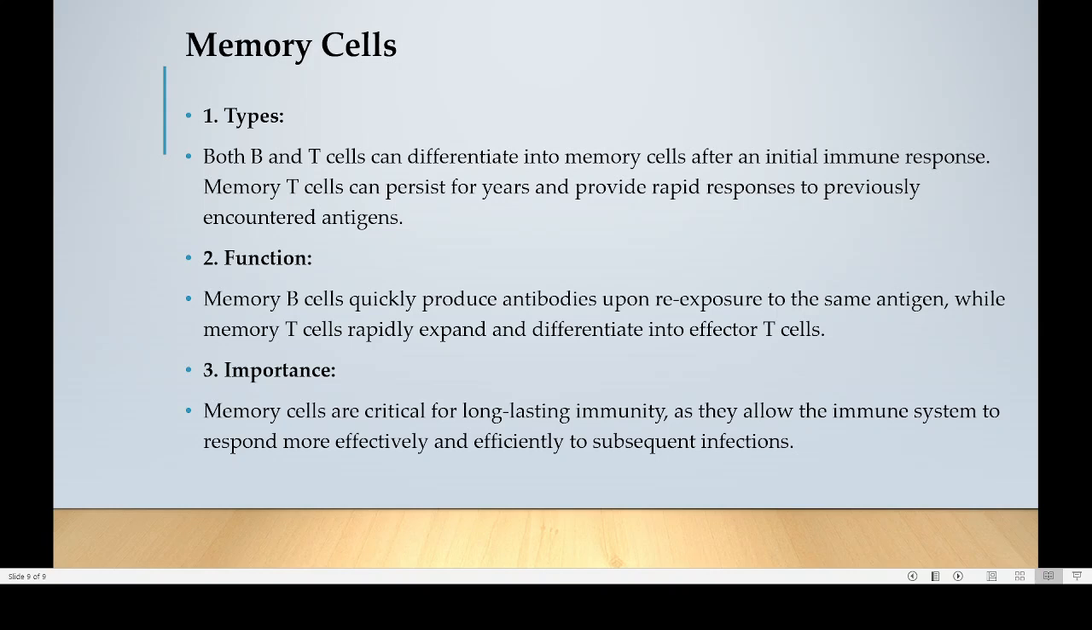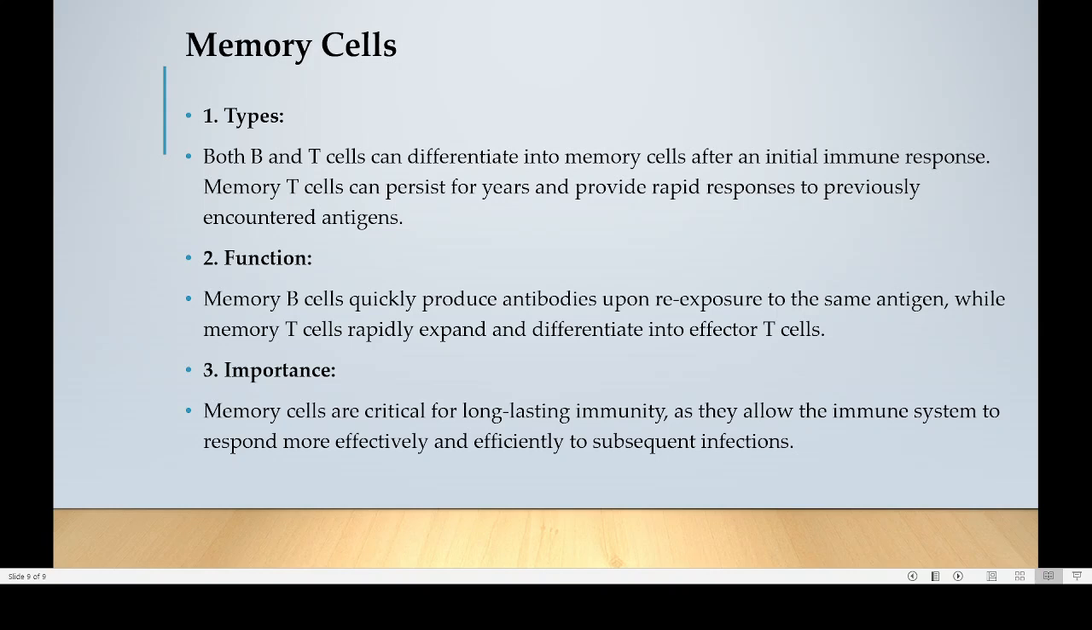So that is the main advantage. And when memory cells are activated, for example, chicken pox. At the age of 5, you had chicken pox. Then after 50 years, at the age of 55, you had a second attack of chicken pox. Then what happens? The memory cells in your body will suddenly multiply and convert into plasma cells. And they will be producing a large number of antibodies at a time, and the body will quickly suppress the second chicken pox infection. So this is how the memory cells act.